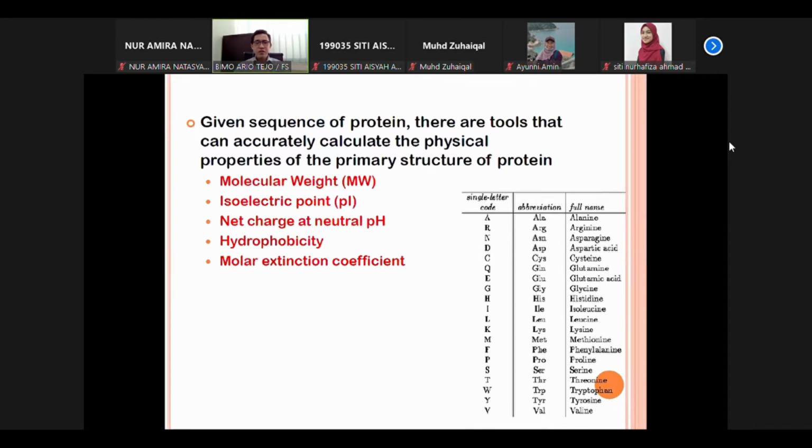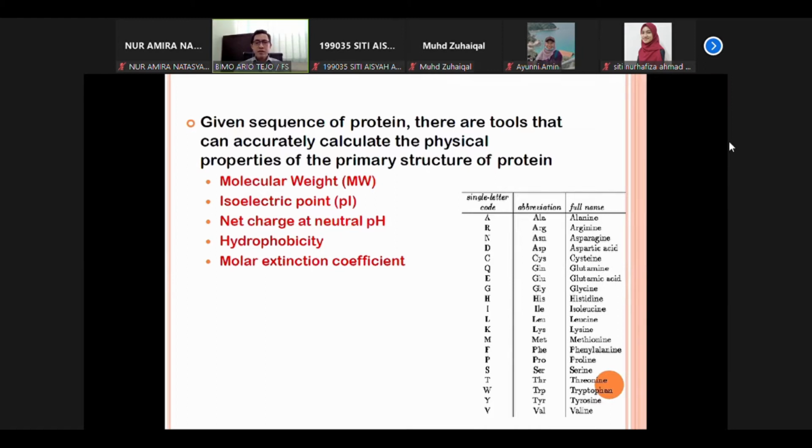Sebab dia too hydrophobic, dia tak soluble. Ya, so masa dia cucuk tu dia sakit. So make sure you know whether your protein is hydrophobic or not. And also how to calculate the molar extinction coefficient is very important when you want to analyze your protein using a spectrophotometer. So all these physical properties can be calculated.